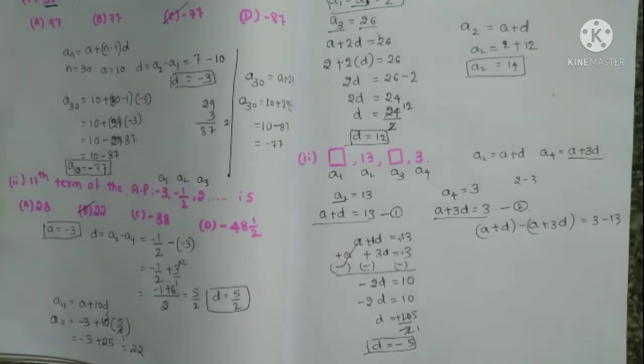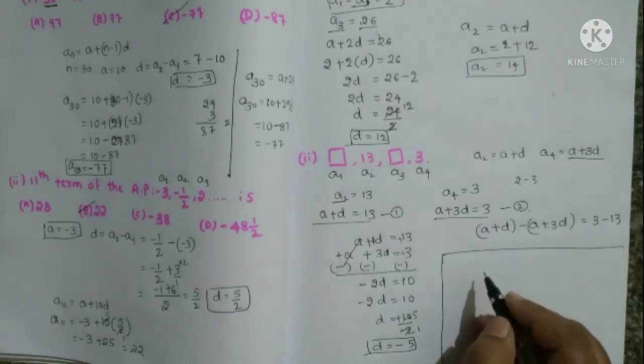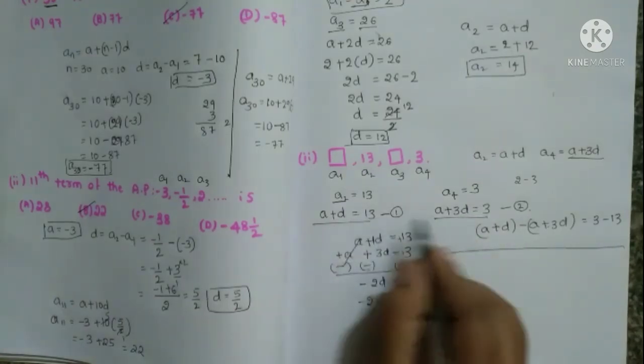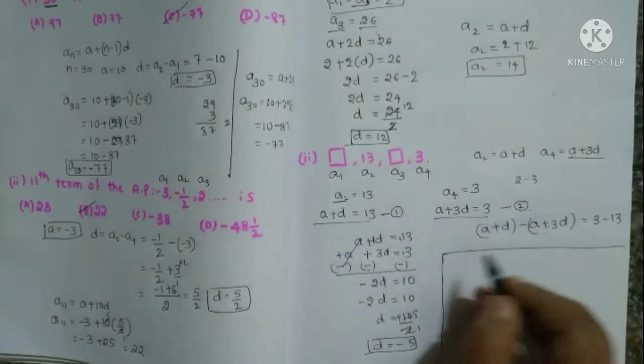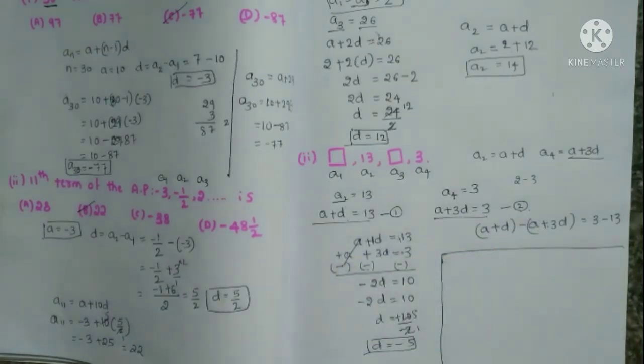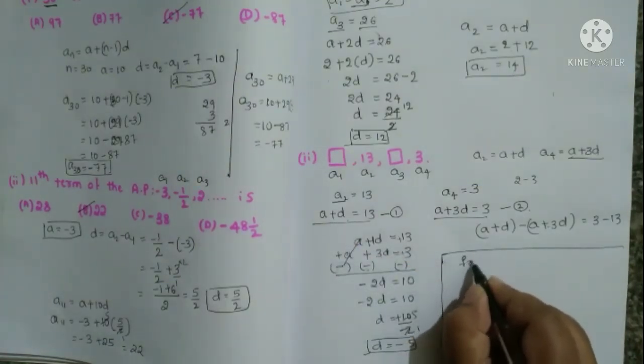See, we got d value. And always I told you, if you want to write any AP terms, you have to find a and d value. Now we got d value. How we are going to find the a value? Think about it. We have two equations here. A plus d equal to 13, one equation. A plus 3d equal to 3, second equation. Any of these equations you use and find the a value. I will use the first equation.